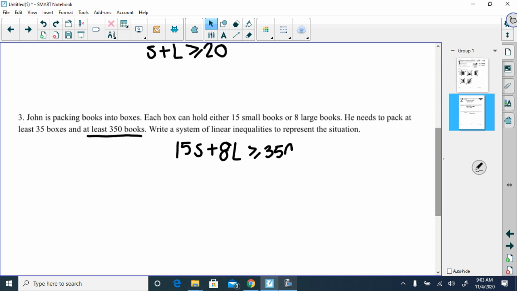Okay, so here's my equation for the books. I also need one for boxes, right? Okay, so there's 2 types of boxes I can pack, right? I can pack the small type or the large type. So small plus large. And he has to pack at least 35 boxes. What would I need there? Right. Also greater than or equal to.